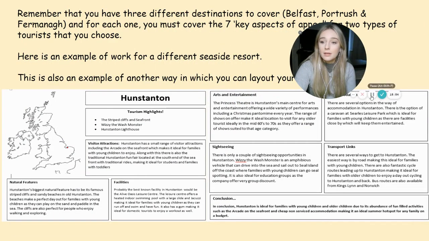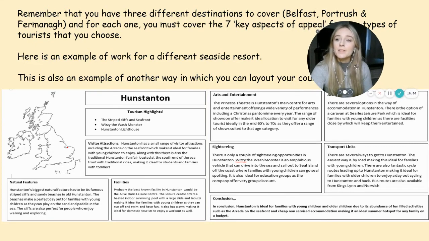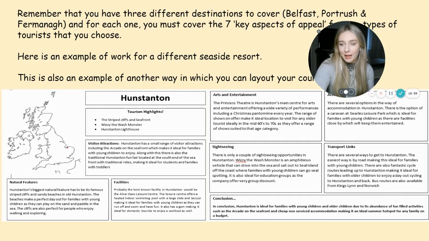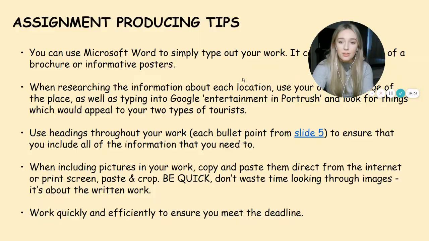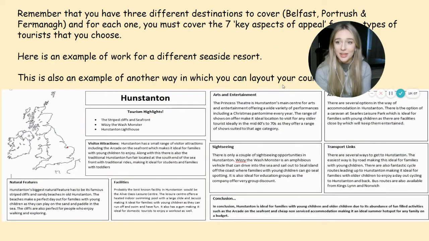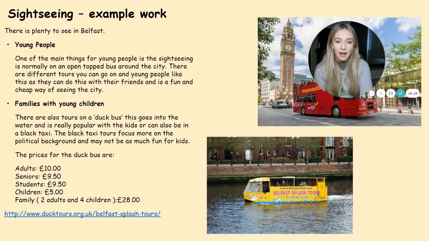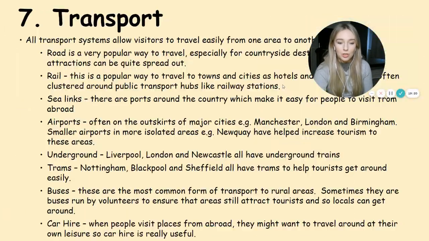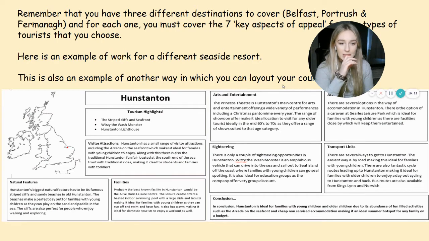Let me see. This is another way in which you can lay your coursework out. So I've covered all 7 of the key aspects of appeal, giving you examples of what they could look like. You have to then do those 7 aspects of appeal throughout your 3 locations, and you have to talk about the 2 types of customers within each key aspect of appeal. Like I said, at this point, you can just lay it out the way I have, where you're just typing it on a Word document, or this person has done their seaside resort like this. It's kind of like a poster.